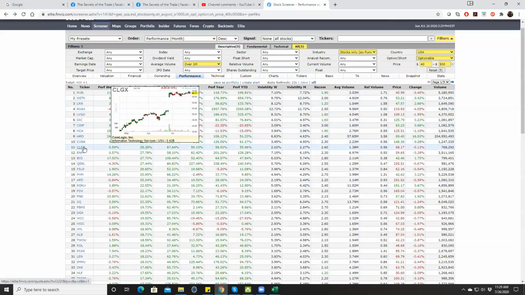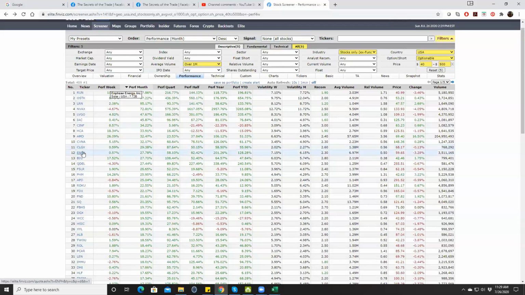CLGX, and that looks like it had a jump. Coral Logic looks like it had a jump, and that was probably on earnings also. But that is what I want to look for. I want to discriminate or disqualify stocks out that aren't meeting my criteria. Here's ENPH, had a bad week, but has been trending higher since the low in about mid-June.